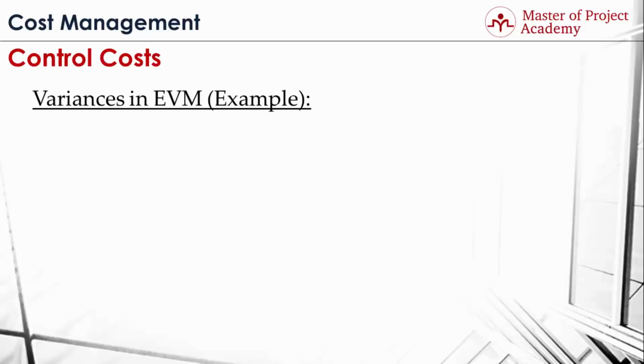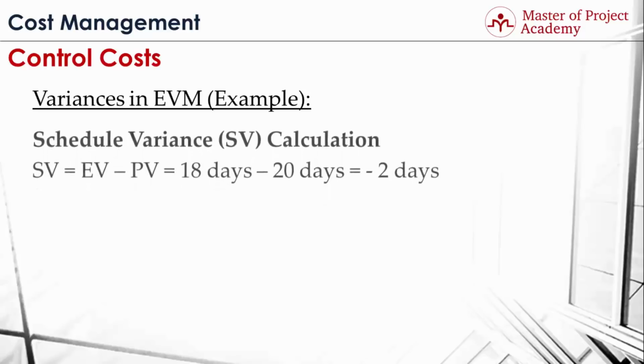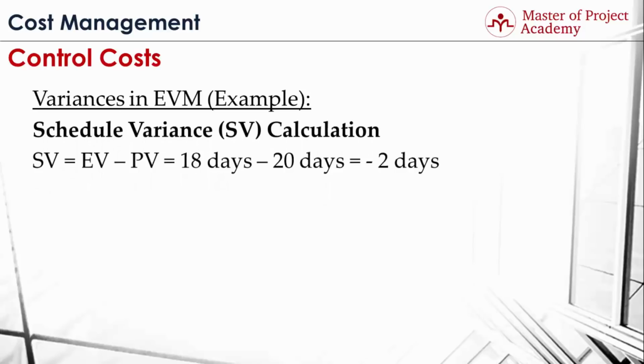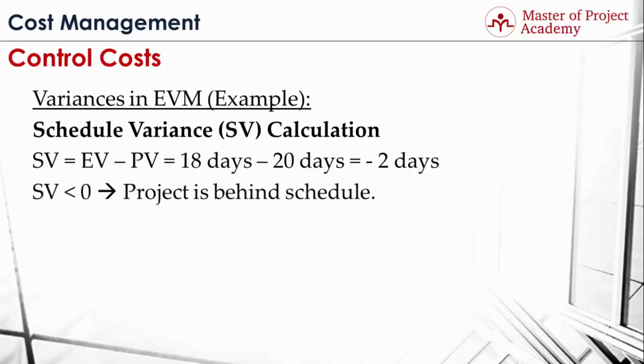18% of the work was complete in the 20th day of the project, so earned value was 18 days. And planned value for the 20th day was 20 days of work should have been completed. Therefore, schedule variance of the project is found by subtracting 20 days of planned value from the 18 days of earned value. The result is -2 days. Schedule variance is less than 0. Therefore, we conclude that the project is behind the schedule.